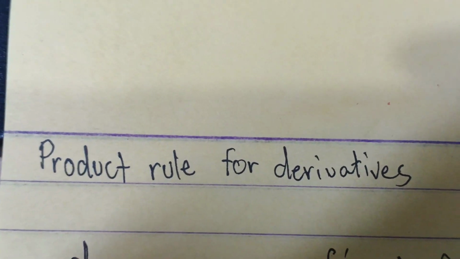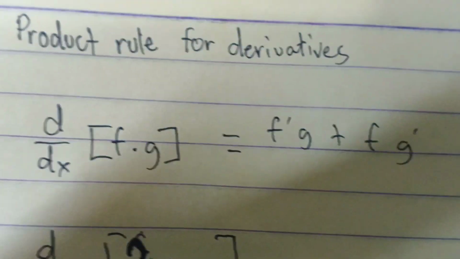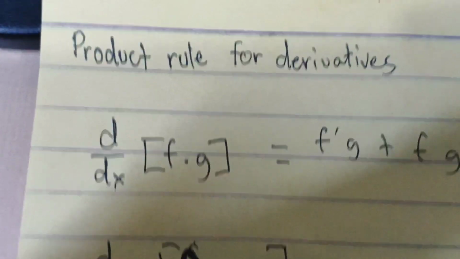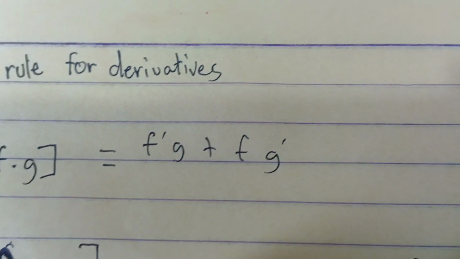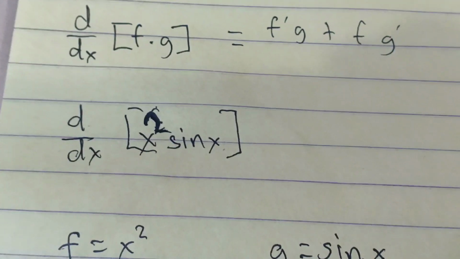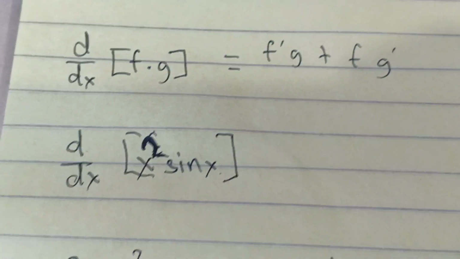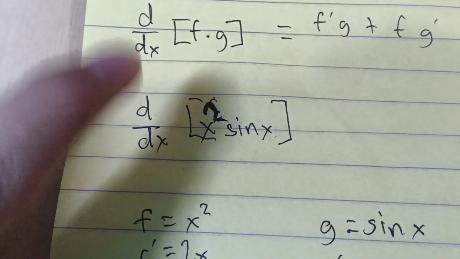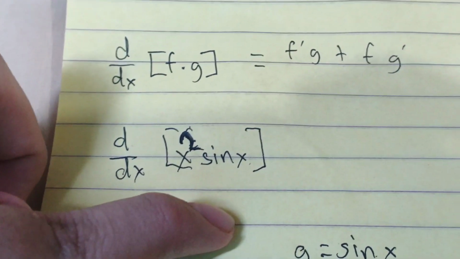Now we're gonna talk about the product rule for derivatives. So let's say we have the function f multiplied by function g. Then its derivative will be f prime g plus f g prime. So let's say we have the given function x squared sine x. We can notice that x squared is actually f since it aligns. Then our g is sine x.